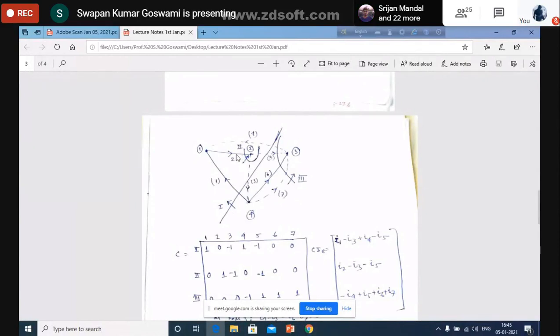This is a tree element. This is responsible for the formation of cursor 2. Now this is the direction. That means the direction of this cursor is towards node 2. The direction of cursor 1 is towards or away from node 4.